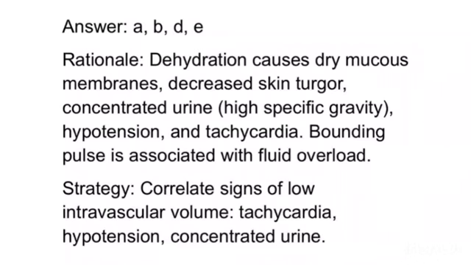Rationale: dehydration causes dry mucous membranes, decreased skin turgor, concentrated urine, high specific gravity, hypotension, and tachycardia. Bounding pulse is associated with fluid overload. Strategy: correlate signs of low intravascular volume, tachycardia, hypotension, concentrated urine.